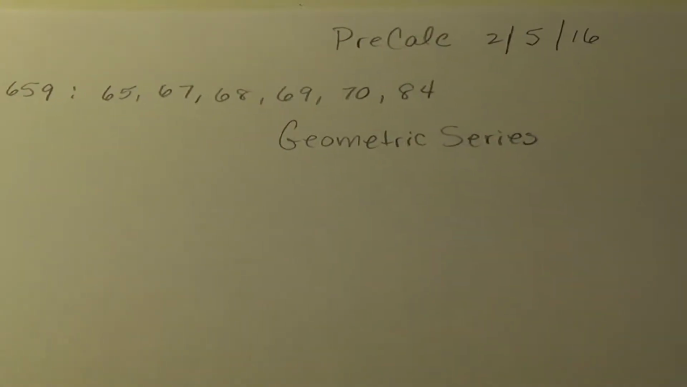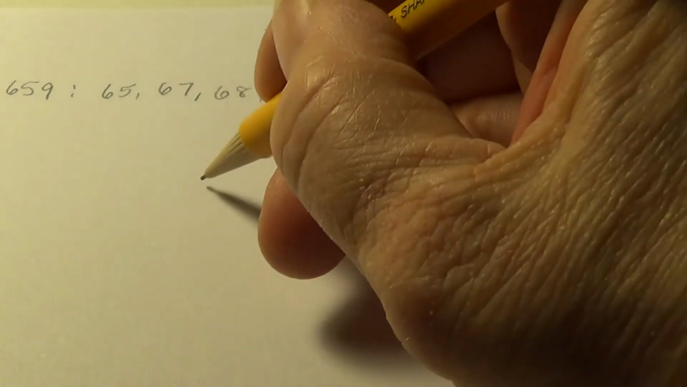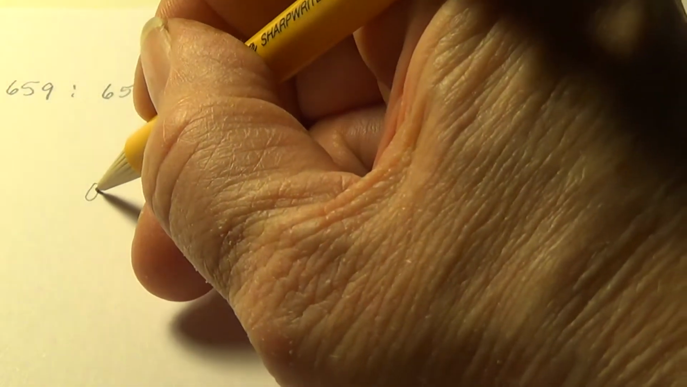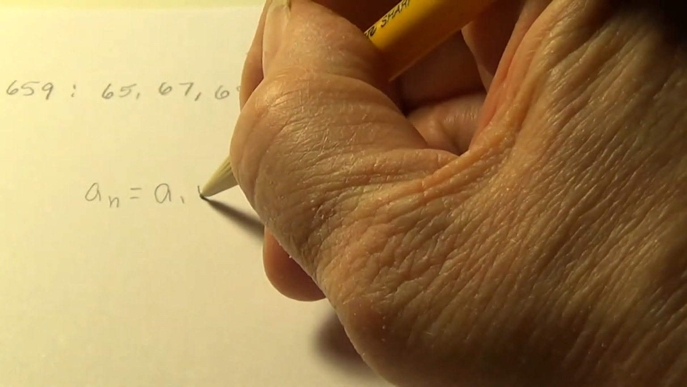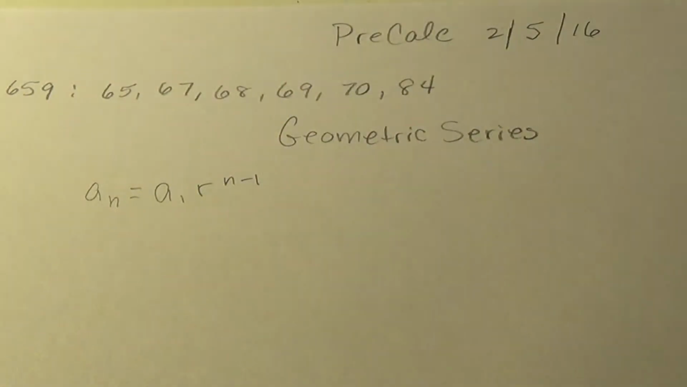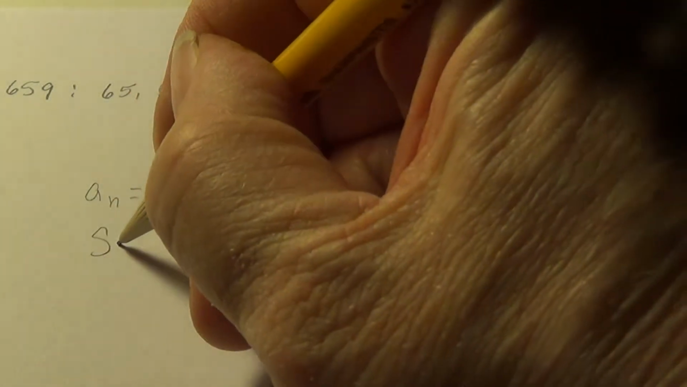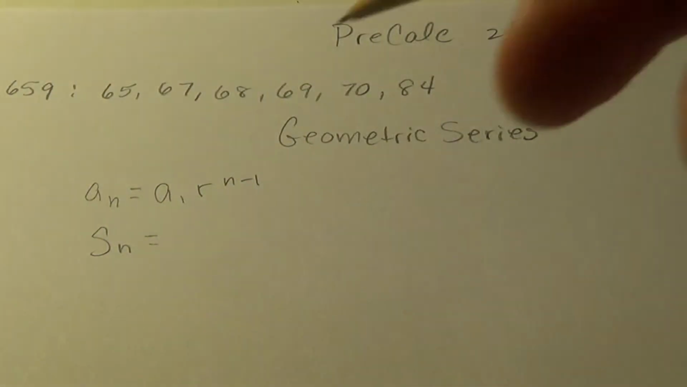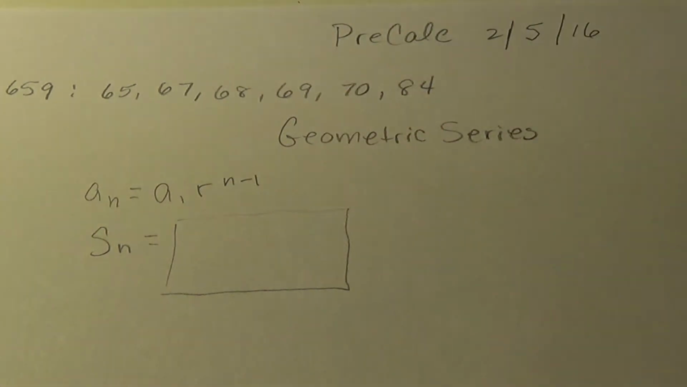So what we learned so far is we have taken the nth term. To find the nth term of a geometric series, it was a sub 1 r to the n minus 1. So that was the nth term, and tonight we're going to look at the sum of n terms, just like we did with the arithmetic series. So we're going to develop that formula. I'll come back and fill in that box with an important expression.